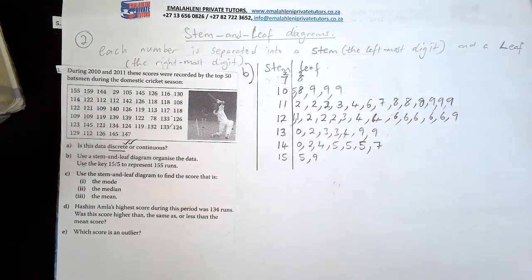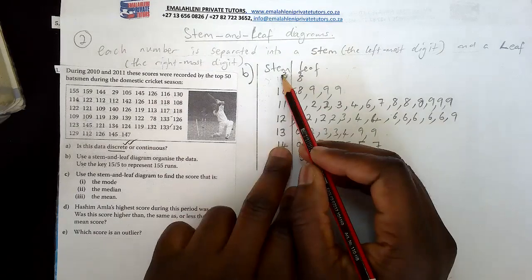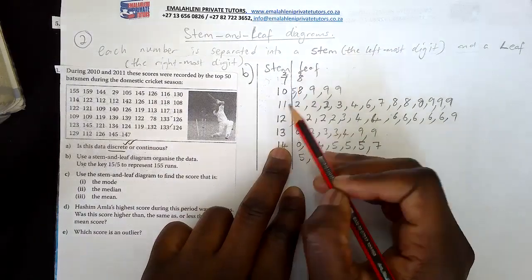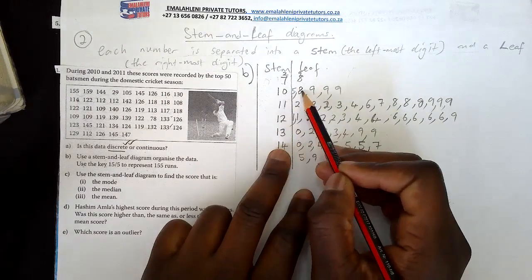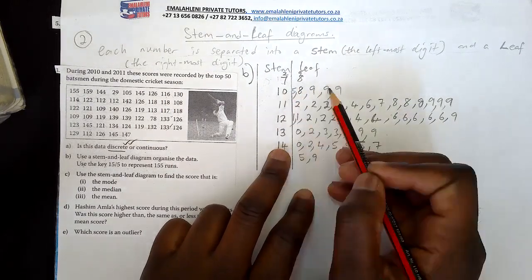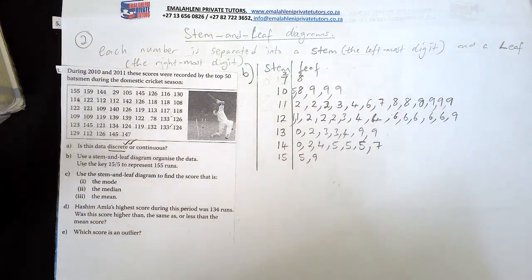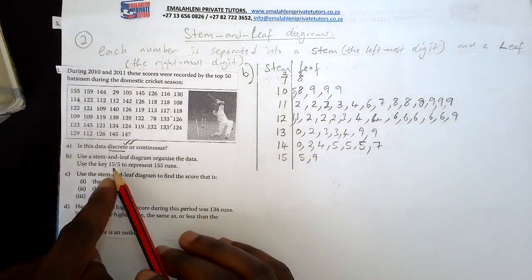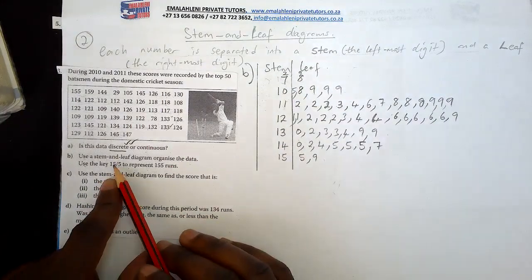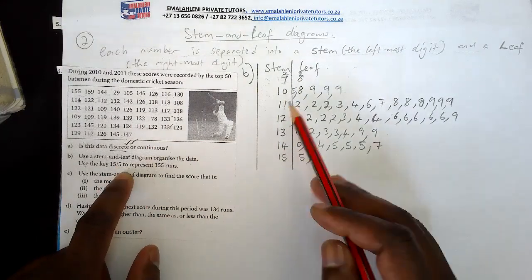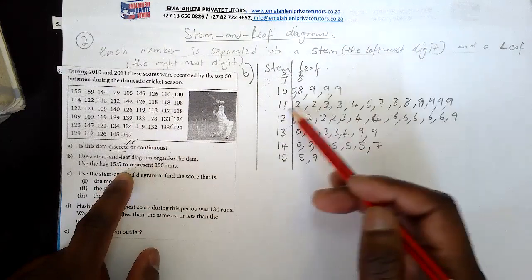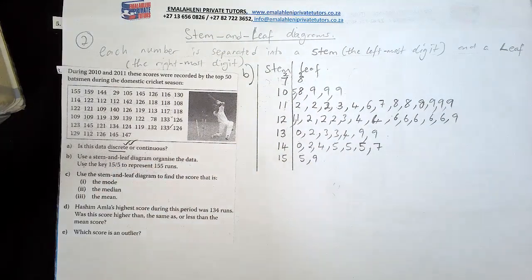Okay. Now we have our stem and leaf. So we've got 2, 9, 7, 8. Then we've got 105, 108, 109, 109, 109. So that's what it means here. We are guided already that it is 15 stroke 5, so we're just going to do the same. We've done the same as what we are required to do here.